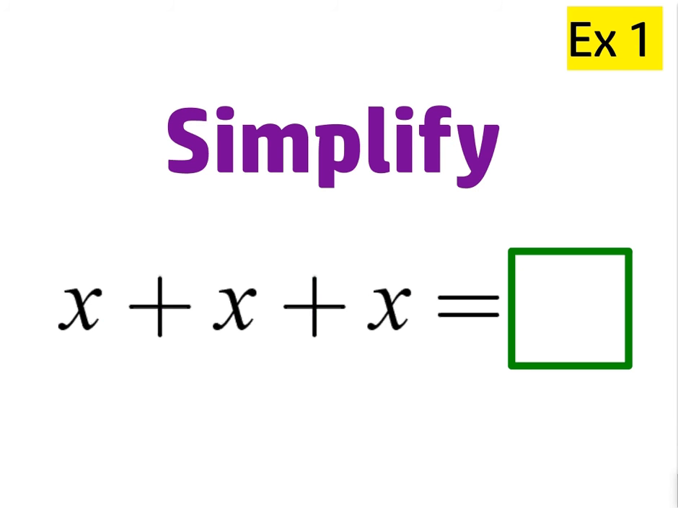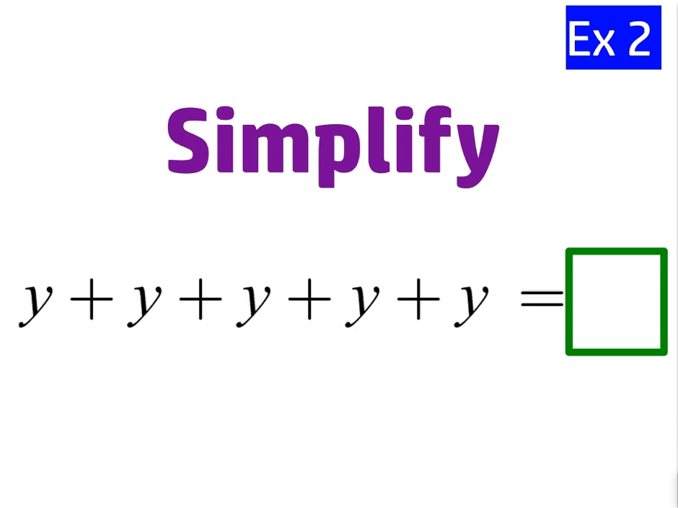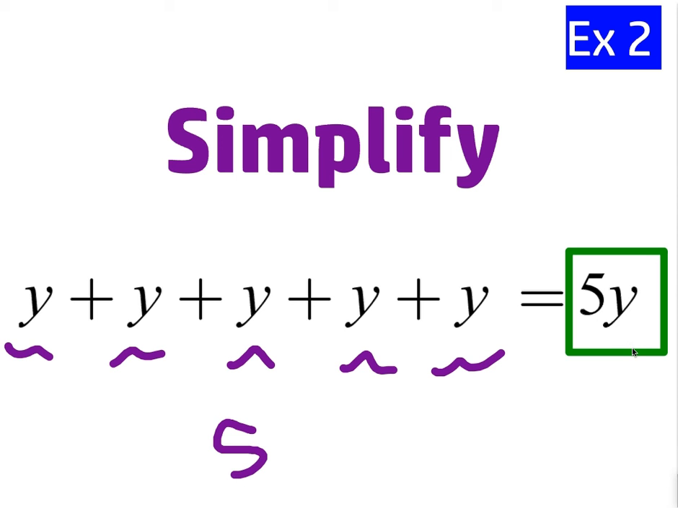So what would x plus x plus x be? Well, how many times is it being added? 1, 2, 3. Therefore, this should be 3x. Very simple, right? Next one. We have y plus y plus y plus y plus y. It's being added 5 times. Therefore, the answer is 5y, or 5 times y. Again, we don't write the multiplication sign, but there is a little dot there in the middle which represents multiplication.